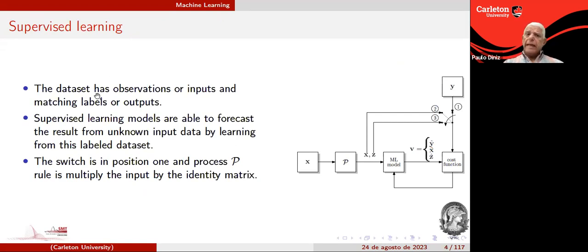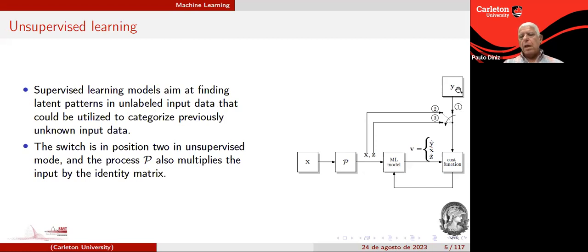What will happen is that the data set has observations or inputs that we want to match to certain labels. That's the case where the switch is in position one, and we are trying to optimize or adapt this model such that my label matches the output, the mapping between the input and the output. Okay, so basically here we are trying to model. That's exactly what we do when we do, for example, channel modeling in communication. You send a known signal and we have at the receiver a reference signal, which is our training signal. And with this training signal, we find the model of the channel.